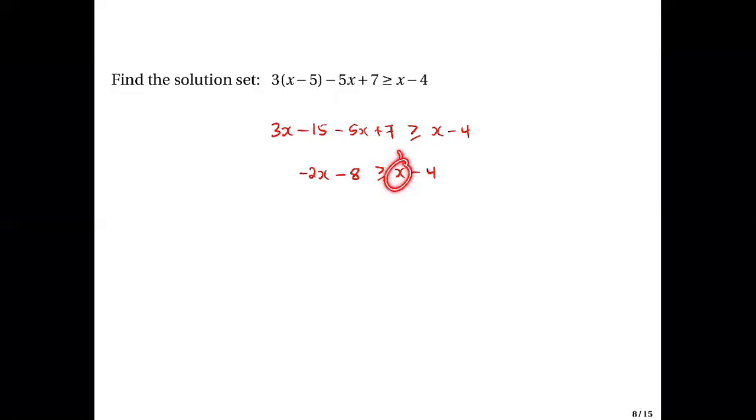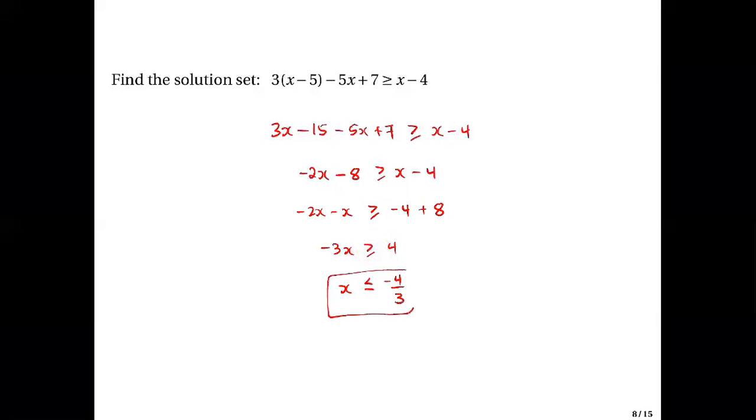Now we move this on that side. We move this on this side. And therefore, we will have minus 2x minus x greater than or equal to minus 4 plus 8. Or here we will have minus 3x greater than or equal to 4. Now we divide by negative 3. And once we do the division, this inequality will be reversed. So we will have x less than or equal to negative 4 over 3.